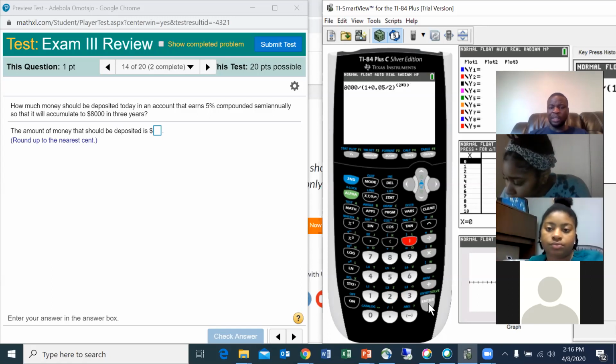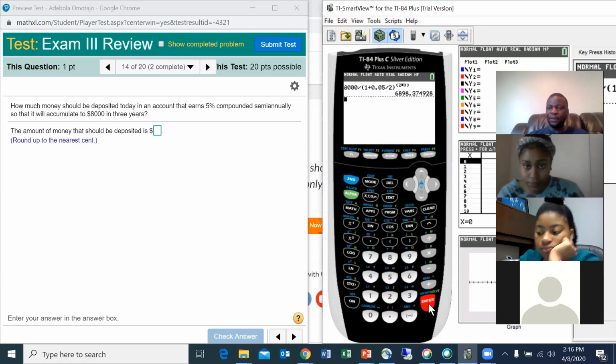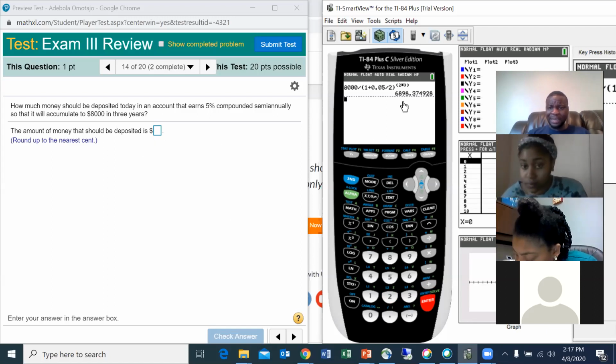And as soon as you close parentheses, you can enter to find the answer. If you accidentally omit one of the parentheses, it's going to give you an error, or it may give you a wrong answer. So you have to be careful when you're typing things in. This exam is more about being careful because you have all the formulas and you're taking this exam from home. So nothing is really stopping you from getting 100%, except you just have to be careful when you type things in. It is rounded to the nearest cent. So this is 6898.37.